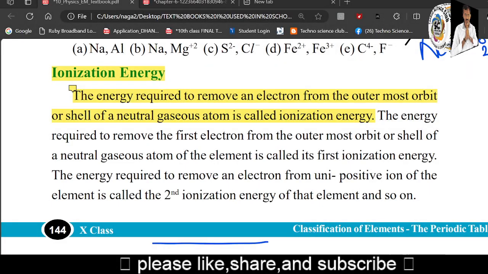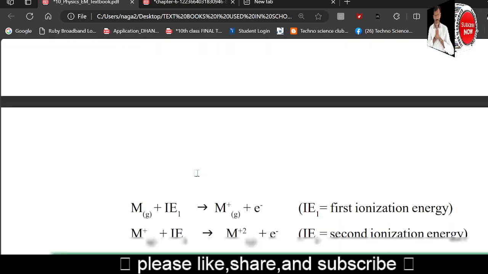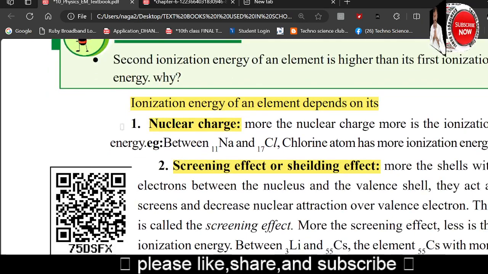Welcome back friends, welcome back to Techno Science Club, welcome back to 10th class English medium, classification of elements on the periodic table. In this lesson, properties of elements, ionization energy. What is ionization energy, how does the ionization energy decrease or increase in the groups and periods, and what are the factors the ionization energy of an element depends upon.